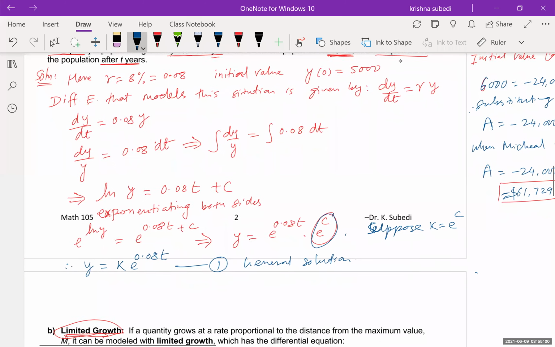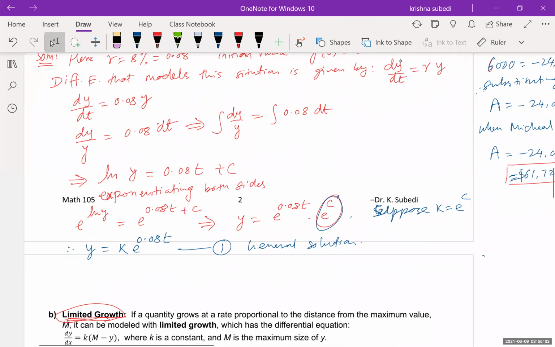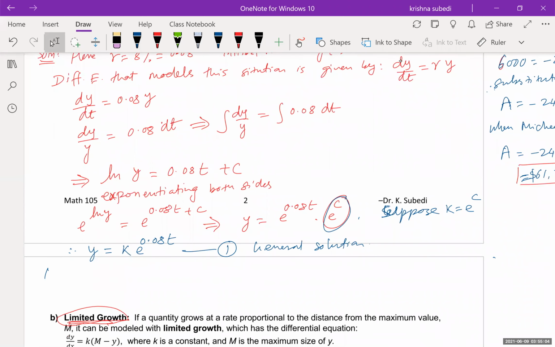Now to find the particular solution, we must have an initial value condition. So given the initial value, which is y of 0 equals 5,000, this gives me 5,000 equals k e to the 0.08 t, where t is 0, and so you're going to get k equals 5,000.